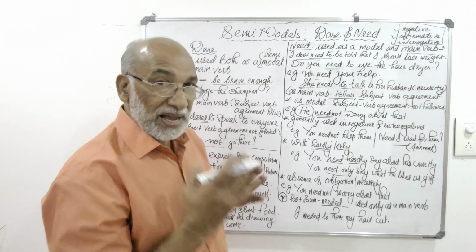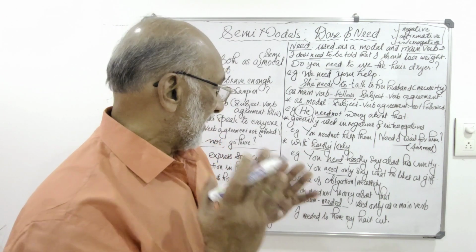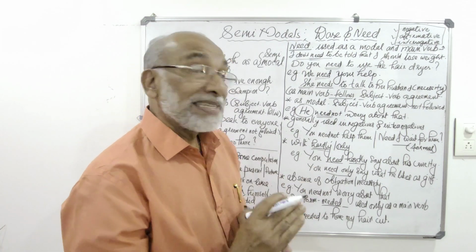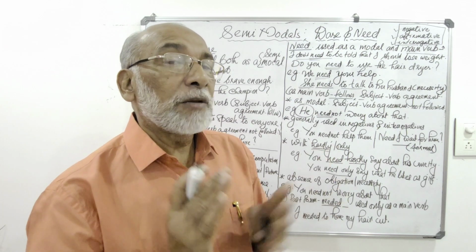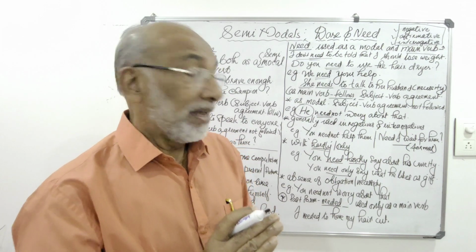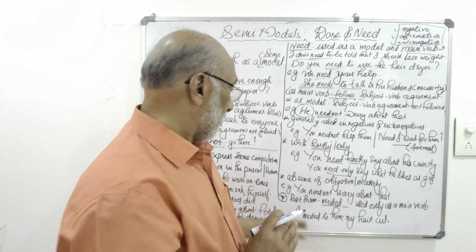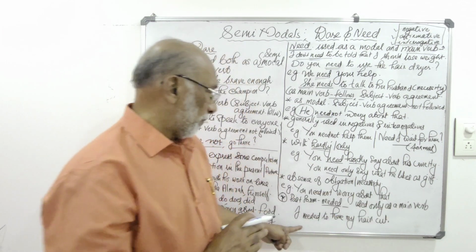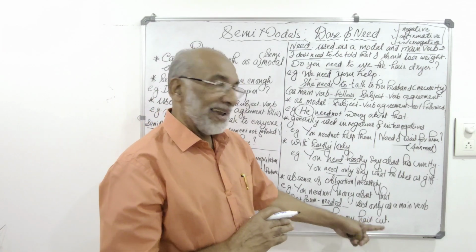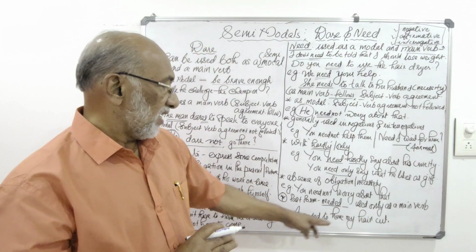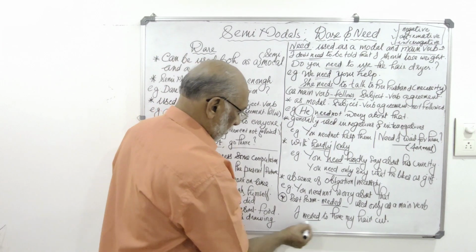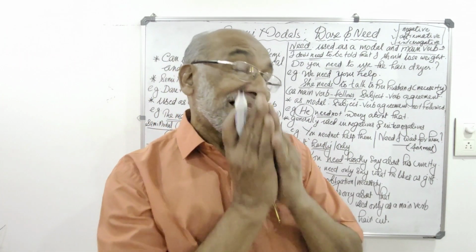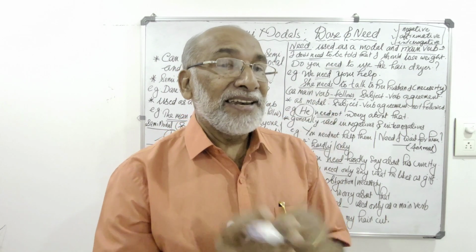And the past form of need is needed. Okay, and it is used only as a main verb. It can never be used as a modal or auxiliary verb. Past form needed, used only as a main verb. I needed to have my hair cut. It's used only as the main verb. So we have completed the discussion on dare and need.